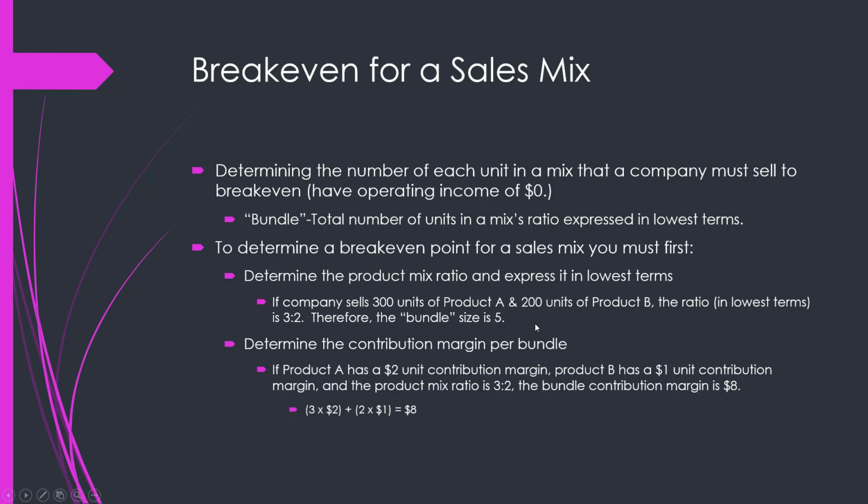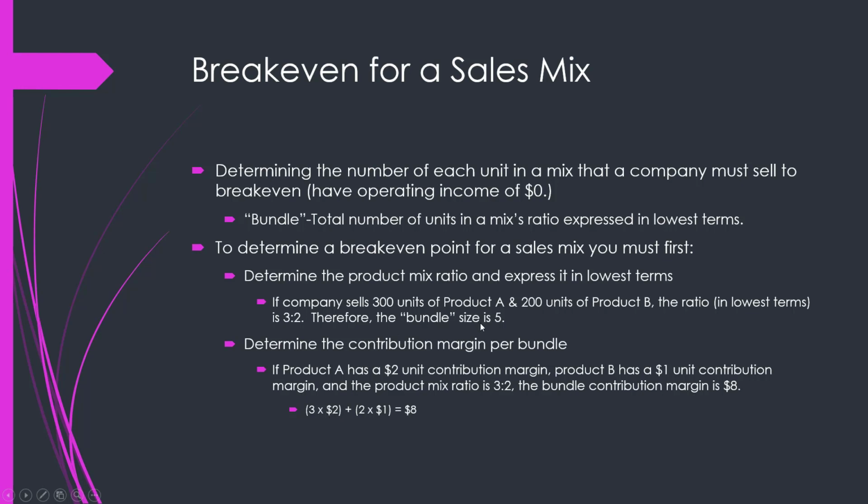And now that we know our bundle size in lowest terms, and we know what the ratio is of the products within our mix, how they make up that bundle, we can figure out what our contribution margin is expected to be for that bundle. So product A has a $2 unit contribution margin, while product B only has a $1 unit contribution margin. To figure out your contribution margin per bundle, you take how many units of that particular product are in the bundle and you multiply it by its unit contribution margin. Since 3 out of every 5 units that we sell are expected to be product A, we take the 3 units we expect to sell times product A's $2 unit contribution margin.